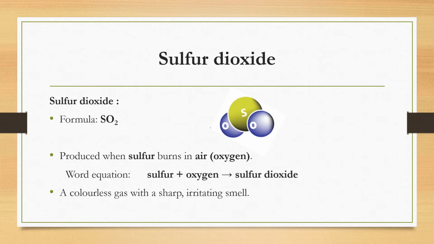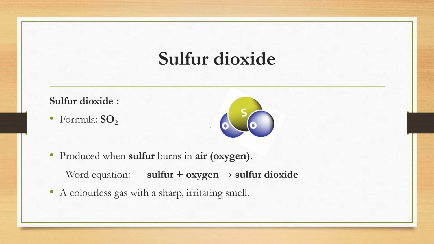Let's start with the air pollutant sulfur dioxide. The formula of sulfur dioxide is SO2. In one molecule of sulfur dioxide, one sulfur atom is chemically joined to two oxygen atoms. Sulfur dioxide is produced when sulfur burns in air. The word equation for this reaction is sulfur plus oxygen gives sulfur dioxide.